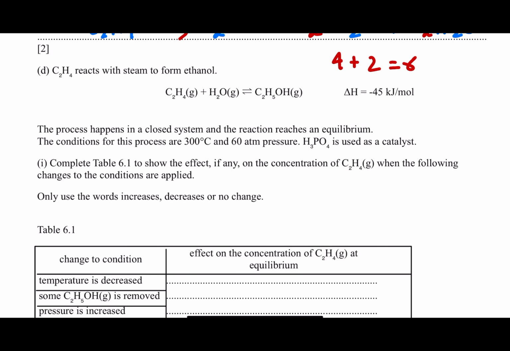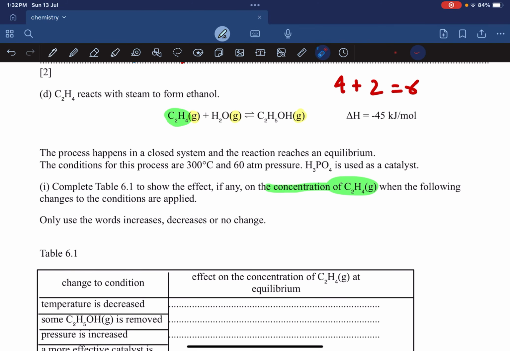Okay, complete table 6.1 to show the effect, if any, on the concentration of C2H4 when the following changes to the conditions are applied. Only use the word increases, decreases, or no change. I guess that's simple enough, we just have to figure out what's going to happen to the amount or the concentration of our C2H4. Our main goal is to be careful about what happens to this thing. One thing you should be very well aware of is that we're using a gas, and when we're using gases, the pressure also affects the equilibrium position. So let's get started.